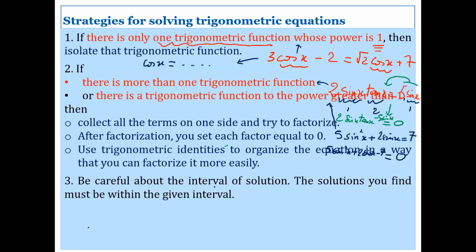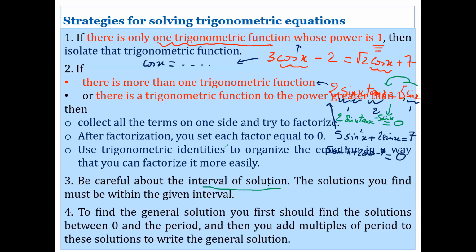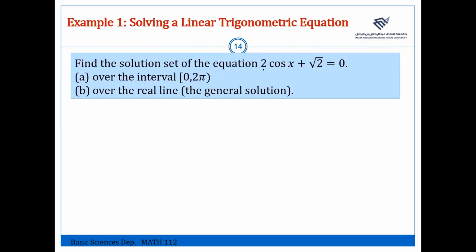You have to be careful about the interval of solution. What is the meaning of the interval of solution? For example, in this example we are given a trigonometric equation to solve, but the solution is requested in this interval. Usually, as a first step, we solve the equation on one period only, on an interval of length one period. For example, here we have cosine, the cosine has period 2 pi, so we work on an interval 0 to 2 pi.